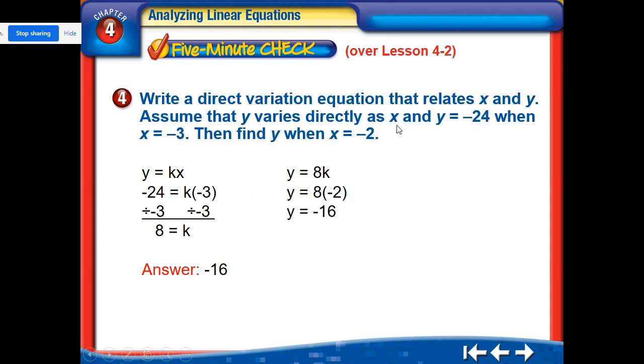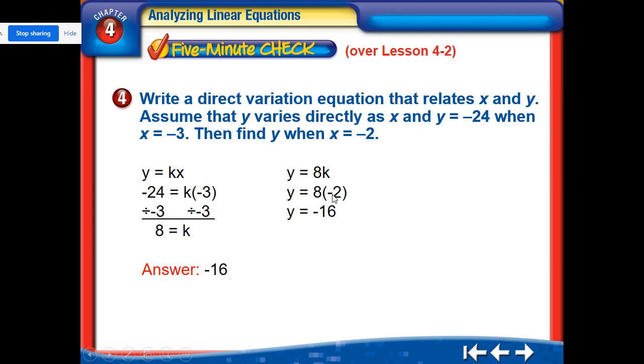Trying again. So plugging in that negative 24, plugging in that negative 3, we get k equaling 8. Now notice this one. They want us to find y when x equals negative 2. So where am I putting this negative 2? I'm not putting it over here like all the other problems. I'm going to put it over here. You put it in for whichever one they tell you to.